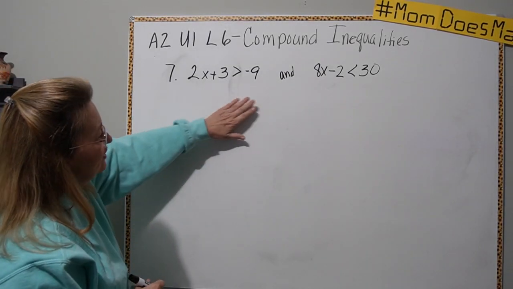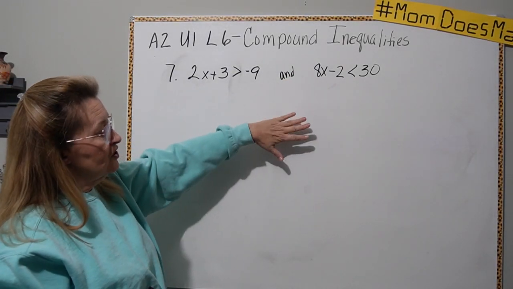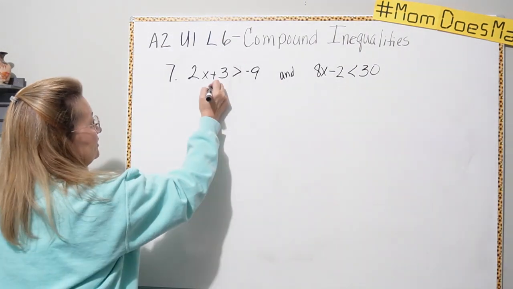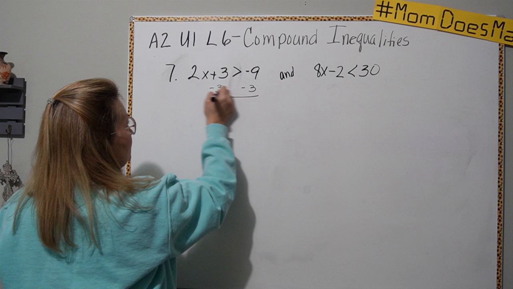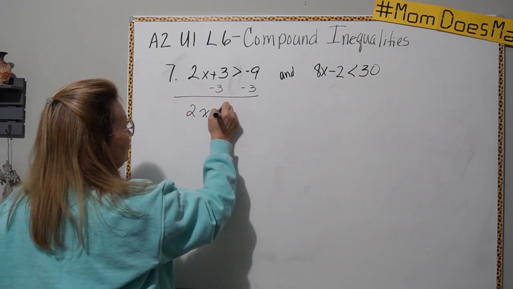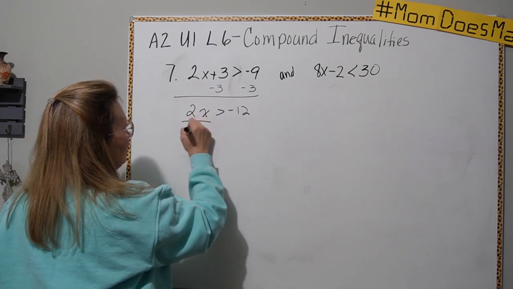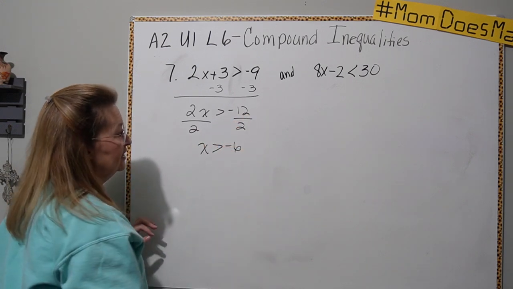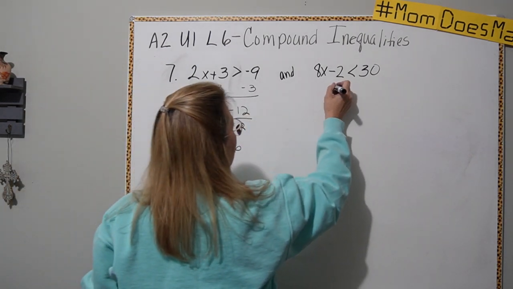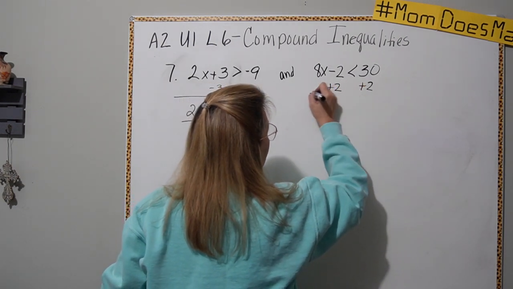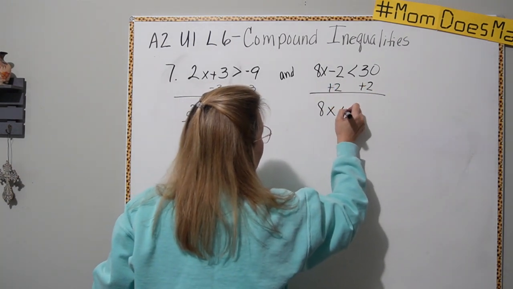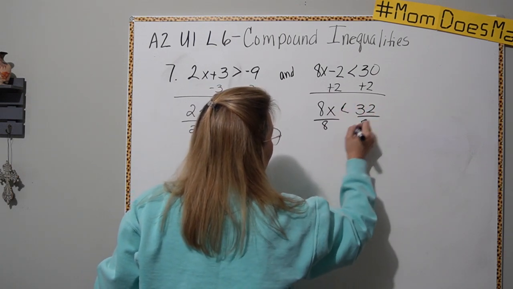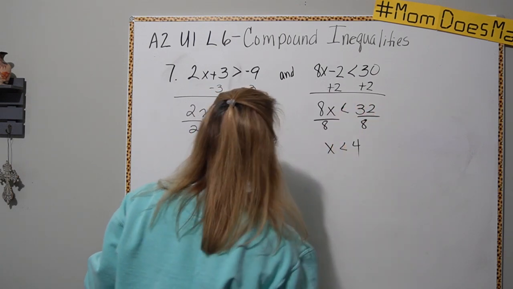Okay, let's look at number 7 here, and it is joined by "and," so we're going to solve, graph, and write in interval notation. So let's start with this one. I'll subtract 3 from each side. So 2x is greater than -12, and then I'm going to divide both sides by 2, so x is greater than -6. Okay, over here, I'm going to add 2 to each side, so 8x is less than 32. Divide both sides by 8, and x is less than 4.